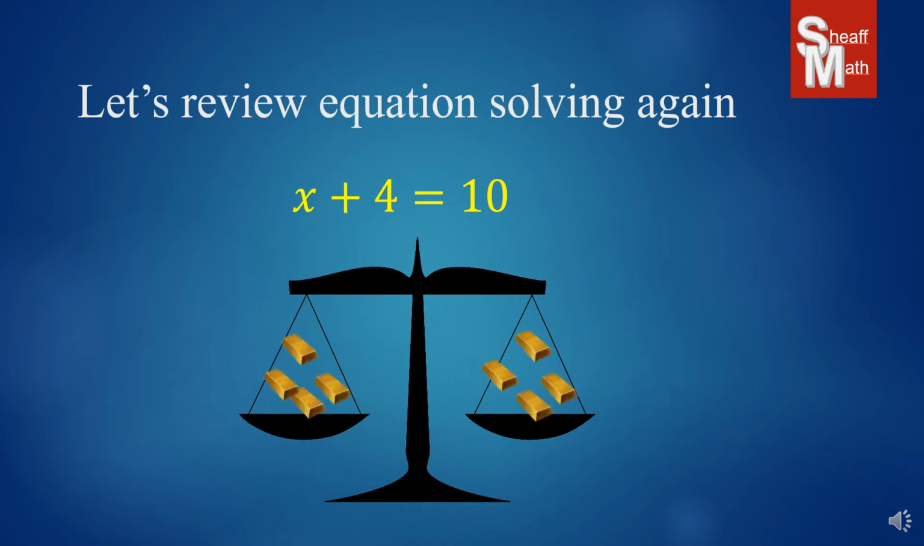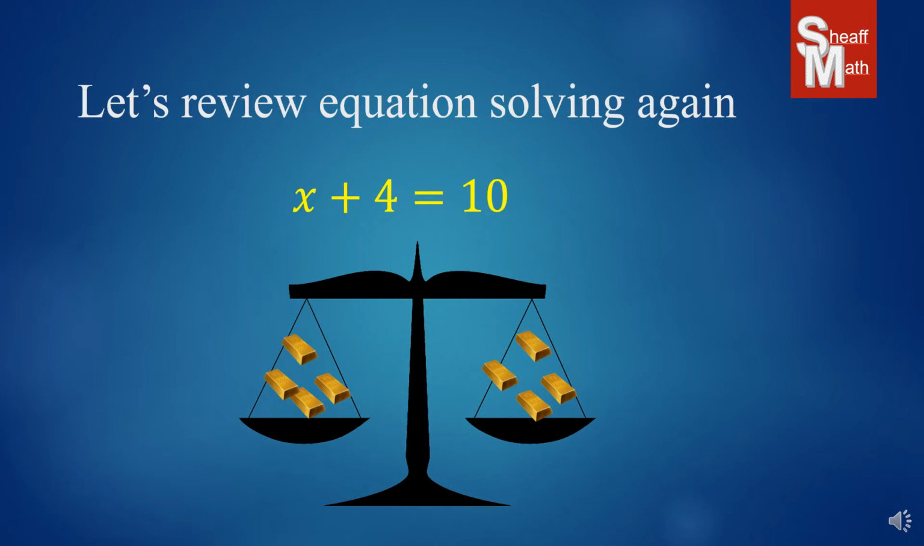Now, let's suppose that we had 4 bars of gold on each side of the scale, keeping it even. Well, if I were to take off 2 bars of gold off the left, I would have to take 2 bars off of the right in order to keep that scale balanced or that equation equal. Now, if I were to add something to the left-hand side, we would have to add the same thing to the other side, okay? And so in this case, for this equation, we subtract 4 on both sides in order to solve.